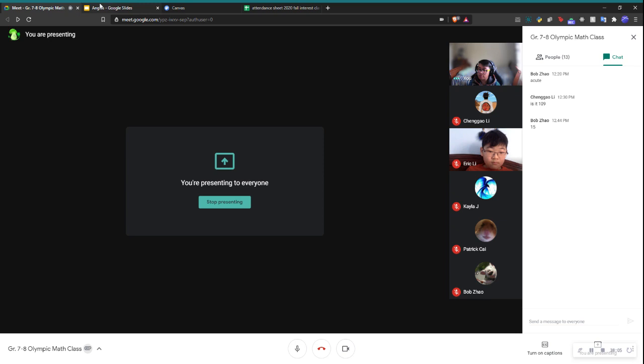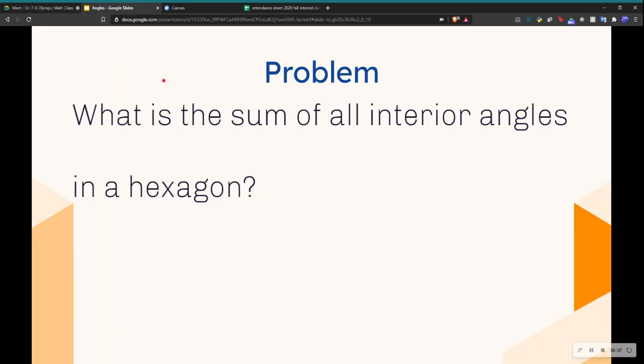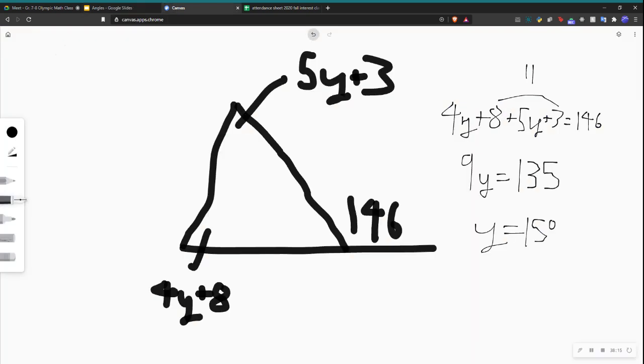Does anyone have an answer for this? Yeah, that's correct. So basically, let's look at our formula. So remember, it's 180 times the number of sides minus 2. Yeah, so okay, it's just that.